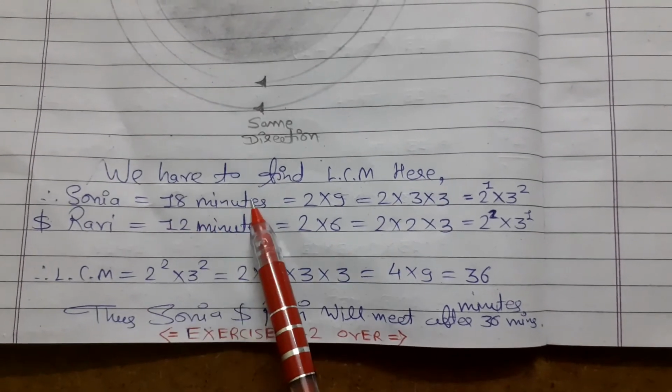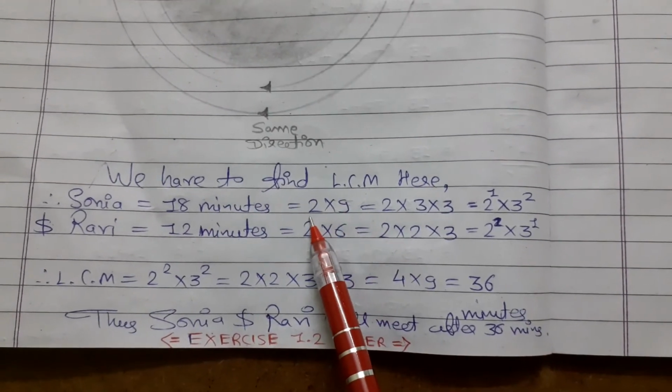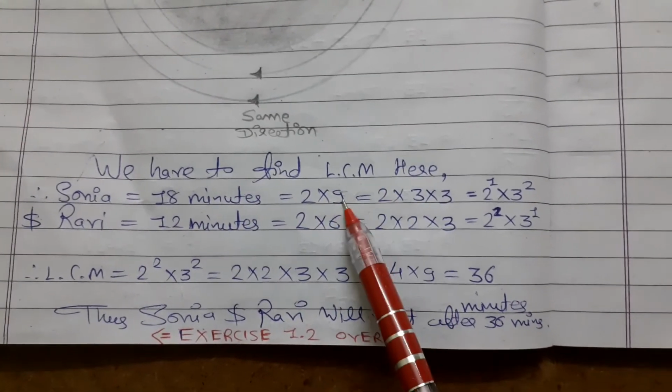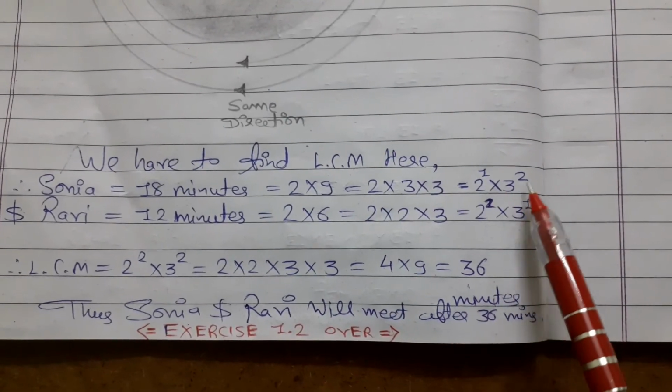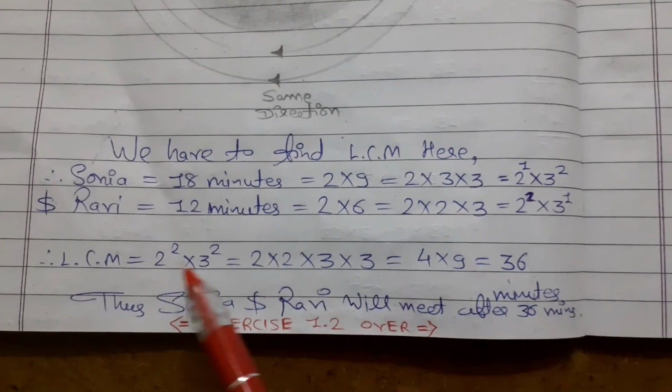Sonia is taking 18 minutes. The prime factors of 18 are 2 into 9. Factors of 9 are 3 into 3. So here 2 comes 1 time, 3 comes 2 times. Therefore 2 raised to 1, 3 raised to 2.